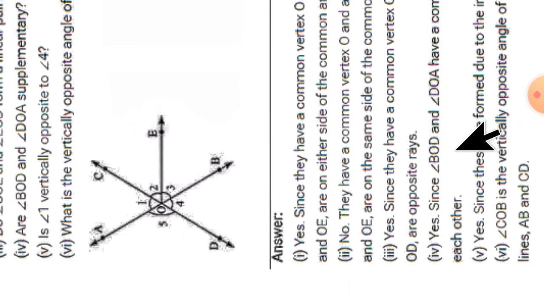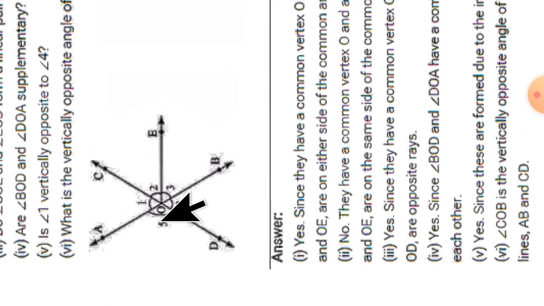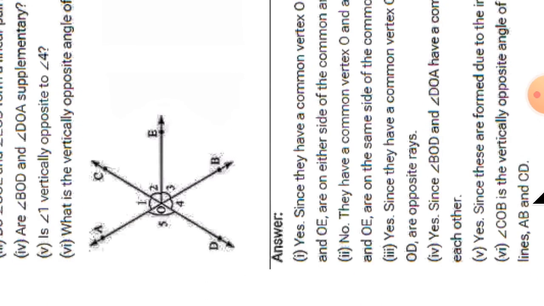Next, what is the vertically opposite angle of angle 5? Angle 5 is also formed by the intersection of two lines AB and CD. So angle 5's vertically opposite angle will be angle COB. Angle COB is the vertically opposite angle of angle 5, formed due to the intersection of two straight lines AB and CD.